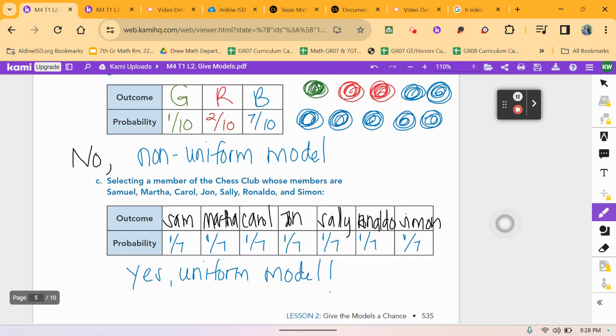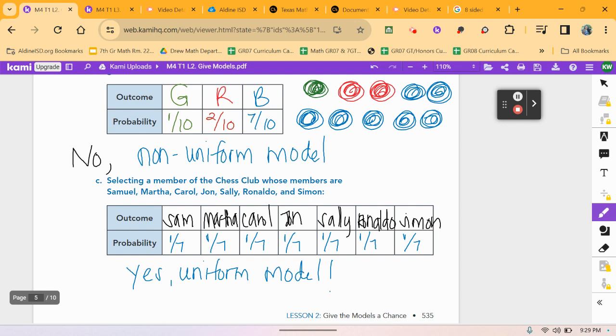Moving forward, for C, selecting a member of the chess club. So say I put all of these names in a hat and I mixed them all up. Well, what would be the chances that I select Sam, Martha, Carol, John, Sally, Ronaldo, and Simon? Well, they all have an equal chance because there is only one of them and their name is only in the hat one time. So I know that Sam has a 1 out of 7 chance. Martha, the same thing. She has a 1 out of 7 chance. Carol, a 1 out of 7 chance, and so forth.